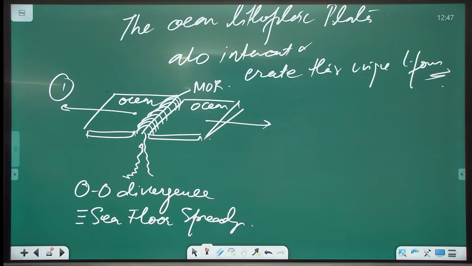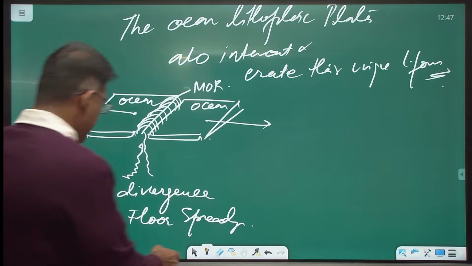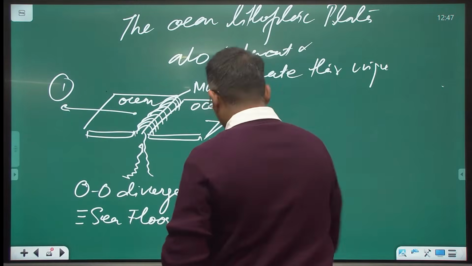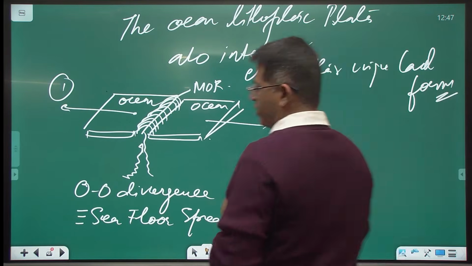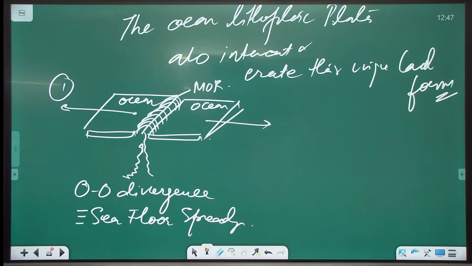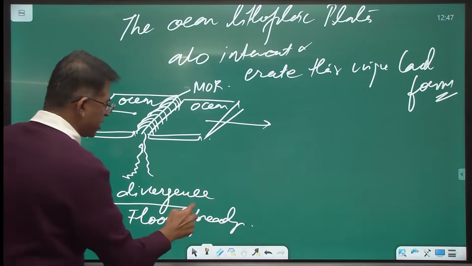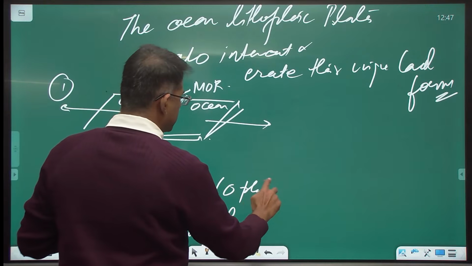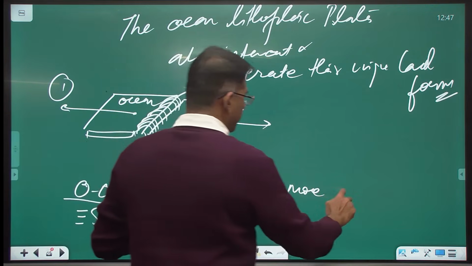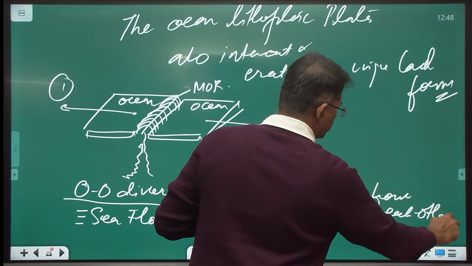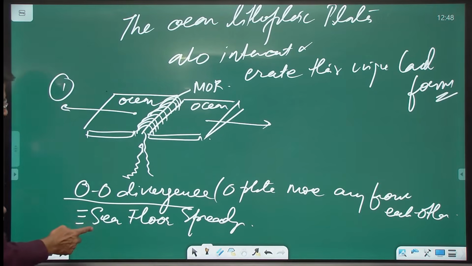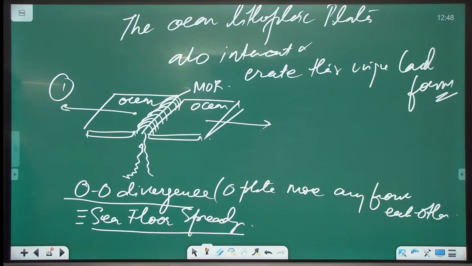The plates interact and they create their unique landforms. These are landforms, not life forms. They create their unique landforms. So one type of interaction is when the 2 plates move away from one another. So ocean divergence: the ocean plates move away from each other. We also call this sea floor spreading.